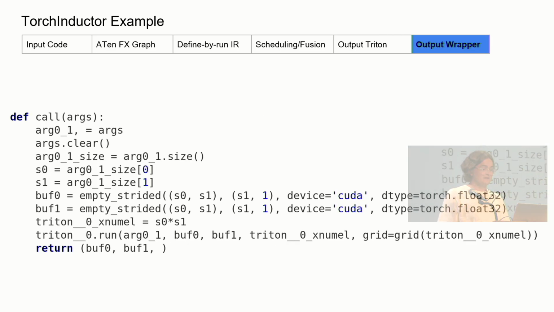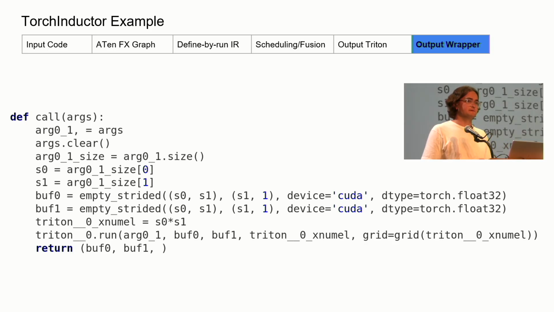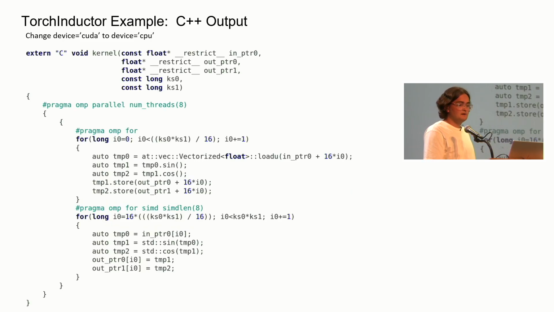And then this is the generated wrapper code, which is kind of an unrolled interpreter loop, essentially, where we gather the inputs, we do some symbolic shape code in Python, we allocate the tensors, and then finally we invoke the Triton kernel. And then similarly, this is the generated output for the C++ backend, and again, we're reusing OpenMP there.